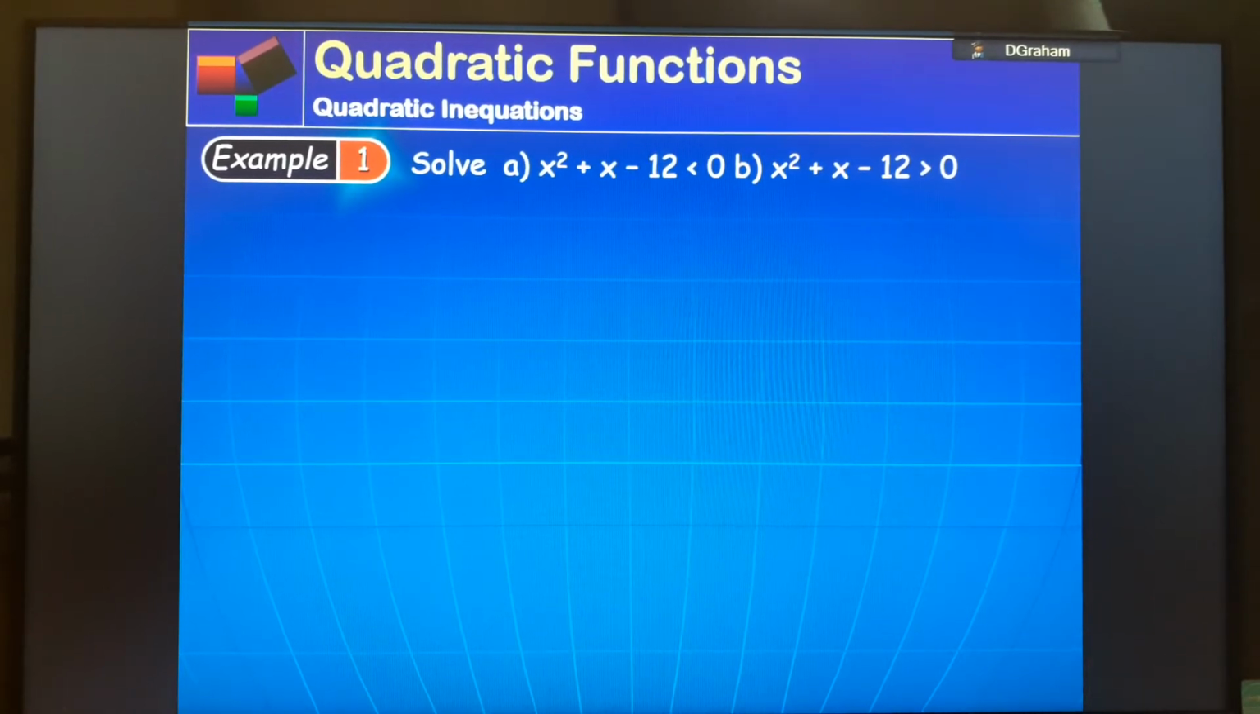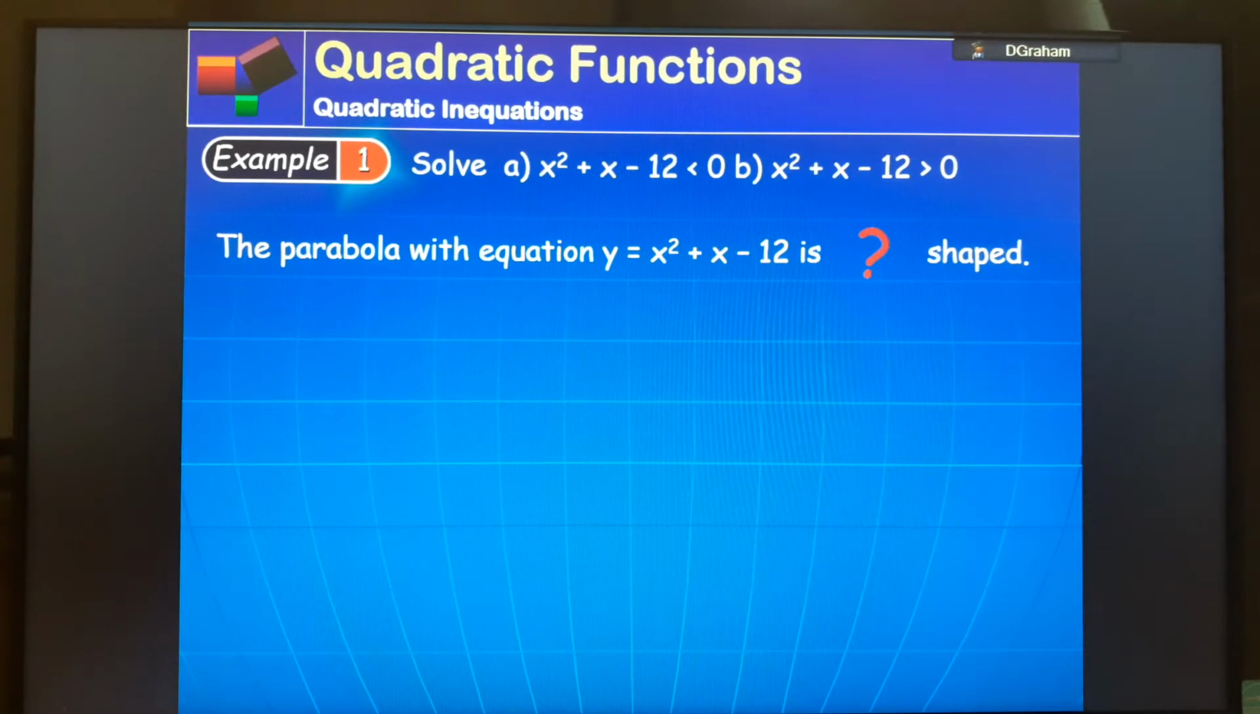For part A, it's x squared plus x minus 12, and it's less than 0. And for part B, it's x squared plus x minus 12 greater than 0. Now all that means is, for the first one, where is the graph below the x-axis? That's what less than 0 means. And for B, where is the graph above the x-axis? And that's what greater than 0 means.